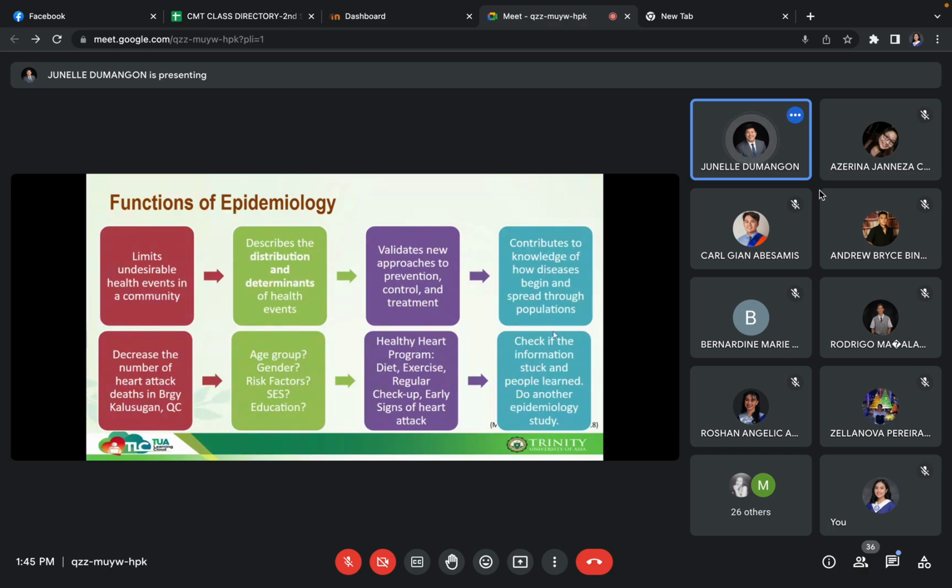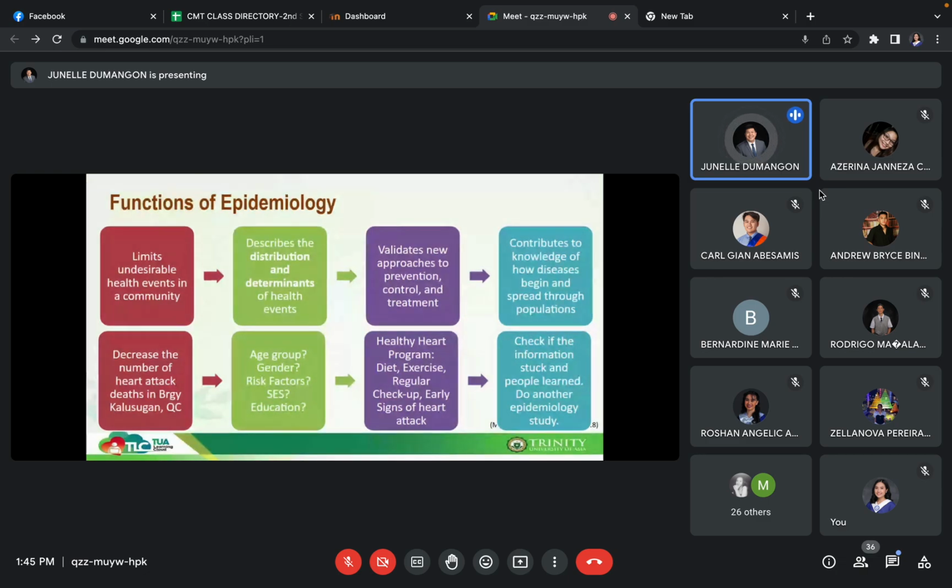So how will we check? We will do another epidemiologic study. We can actually give these people an examination to check if they really learned something from the lectures that we gave. We can also even do checking of their ECG, ng kanilang heart, to check if their heart improved after learning about the Healthy Heart Program.